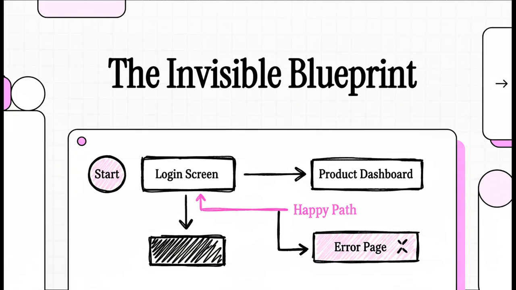Today, we're pulling back the curtain on something that makes or breaks the apps and websites we use every day. We're talking about the invisible blueprint behind it all, user flows, and a really important idea called the happy path.